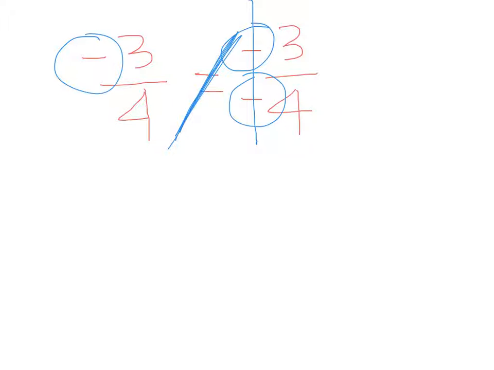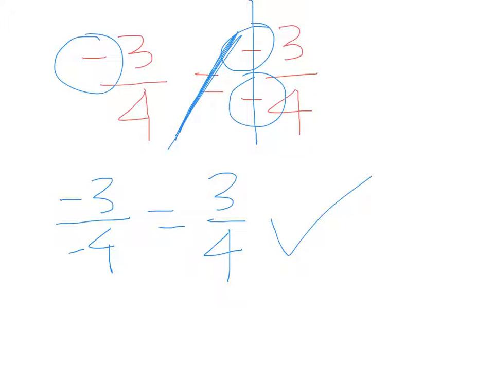Okay? But let's take a look at this example. Is negative 3 over negative 4 equivalent to positive 3/4? Yes. This is true. We just said negative divided by negative becomes positive, so these two are equivalent. So those are some bonus examples of equivalencies between negatives and positives.